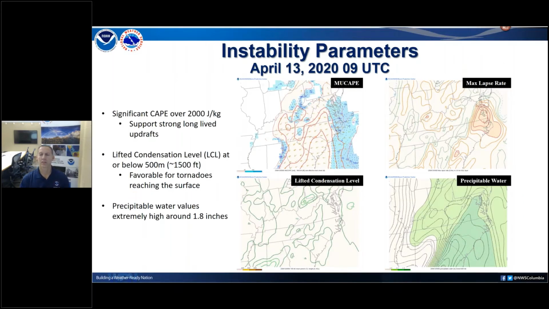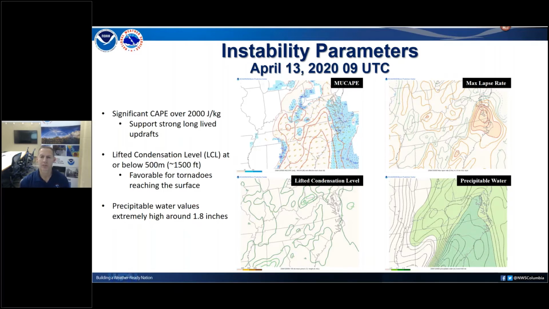So now we'll take a look at some of the instability parameters and break these down a little bit. The upper left panel here, and the timing of this is at 9Z, which would be 5 a.m. Eastern Daylight Time on the morning of the 13th. So it was really right about the time the tornadoes were starting to touch down and move across our area.